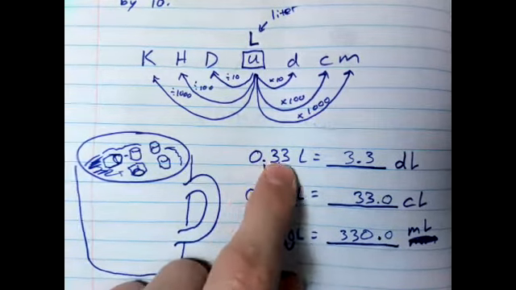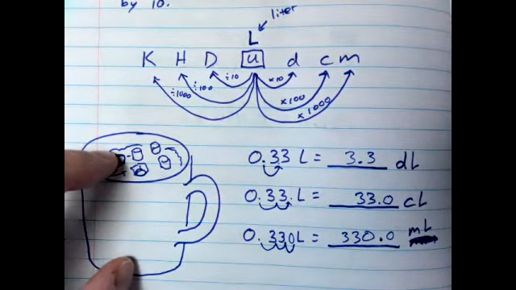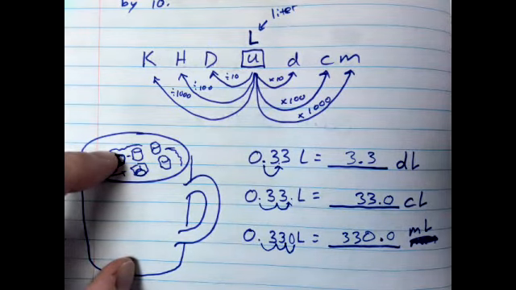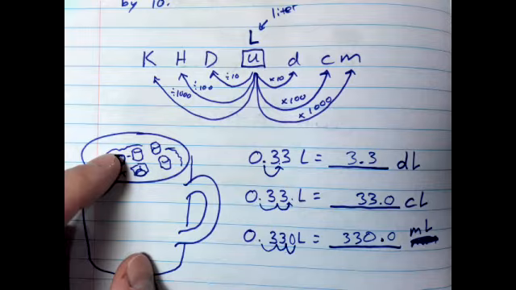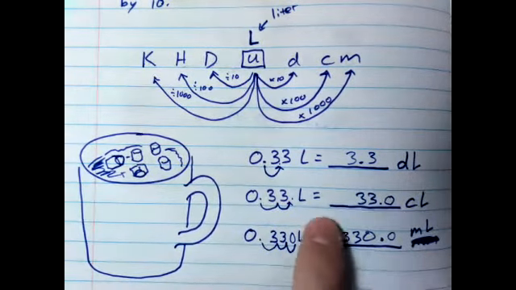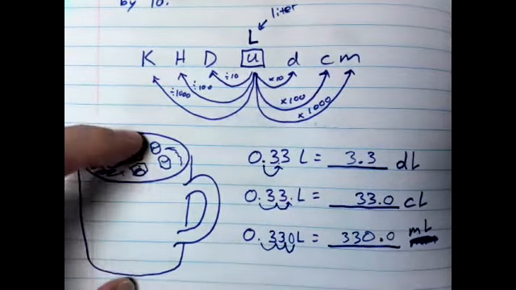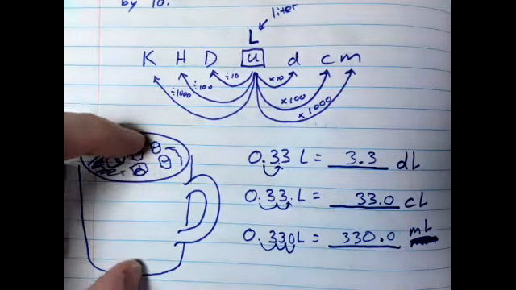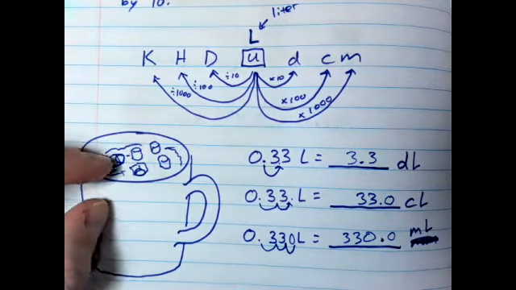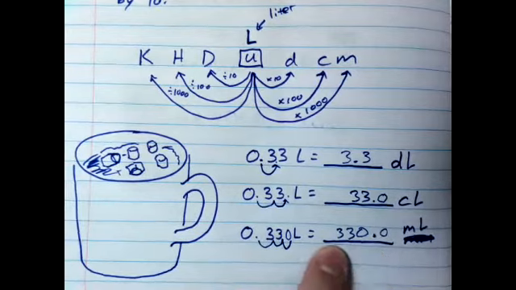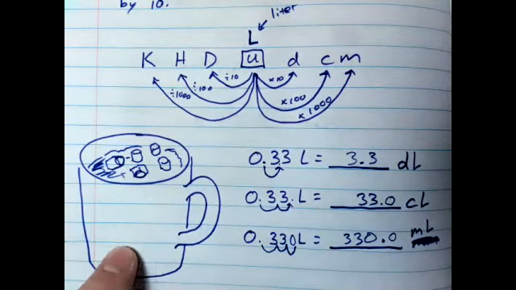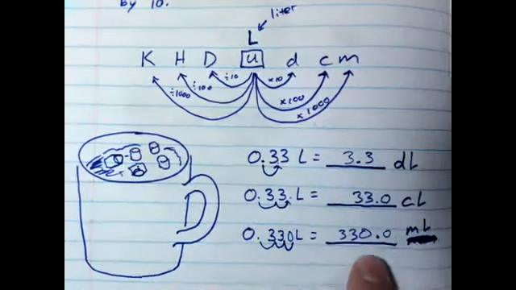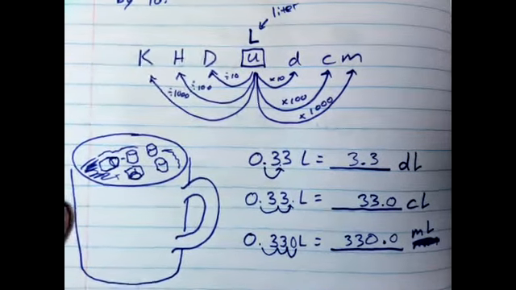So as a measure of a liter, this is 1/3 of a liter. As a deciliter, this is 3 whole deciliters and 3/10 of a deciliter. As far as centiliters go, this cup is 33 complete centiliters. That means those centiliters are tiny. And when we get down to milliliter, there's 330 milliliters in this cup. So the pieces have gotten smaller. There's just many more of the pieces. Let's go the other route.